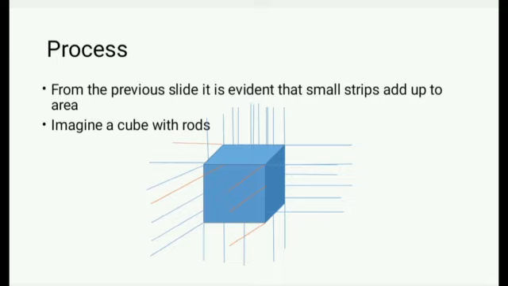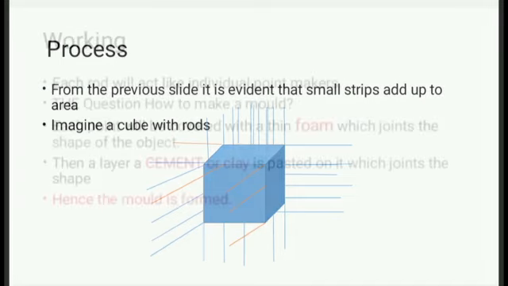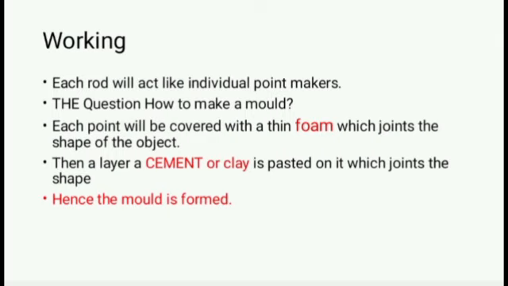But many of them have a question: how would the accuracy be? The accuracy may be very low, but if it is done precisely, the accuracy will be good, but it can be done manually. So how to move the rods? Let's see the working. Each rod will act like an individual point marker. How to make a mold: each point that I have said previously is covered with a foam which joins the shape of the object. If you want, a layer of cement or clay can be added. Hence the mold is formed in a practical way.